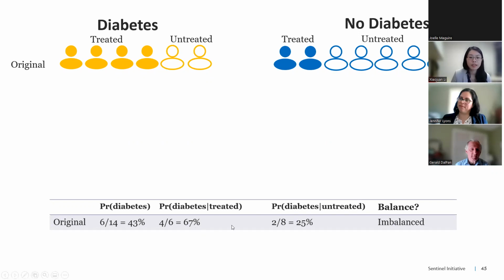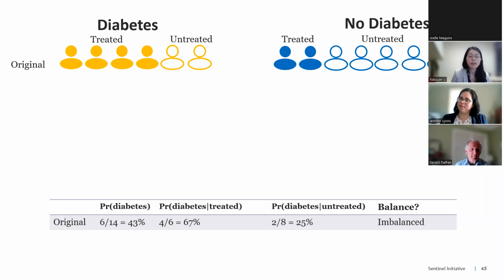Because of the 67% versus 25%, we see there is an imbalance in the distribution of type 2 diabetes between the 2 exposure groups in the study sample. And we know that having type 2 diabetes will also affect the risk of mortality. So in this study sample, we know the observed effect of statin treatment on mortality is confounded by the variable type 2 diabetes, and adjustment is needed.